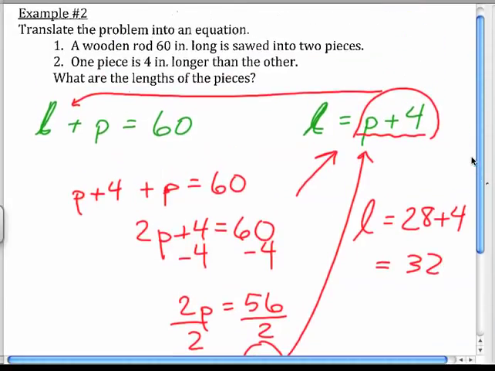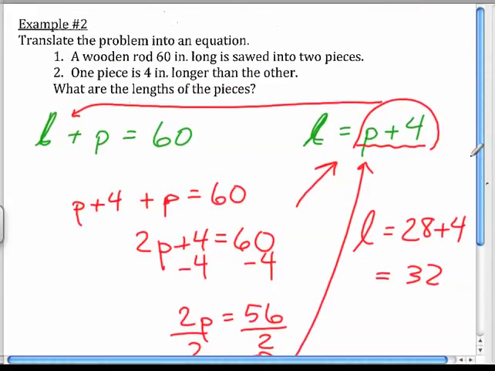Okay? So now let's think about this. Does it satisfy both of these restrictions? A wooden rod 60 inches long is sawed into 2 pieces. Okay, we do have 2 pieces. One is 4 inches longer than the other. Well, one's 32 and the other's 28, so that's 4 inches difference. And they add up to 60 inches, which is the length of the stick before we sawed it. So it does satisfy it.